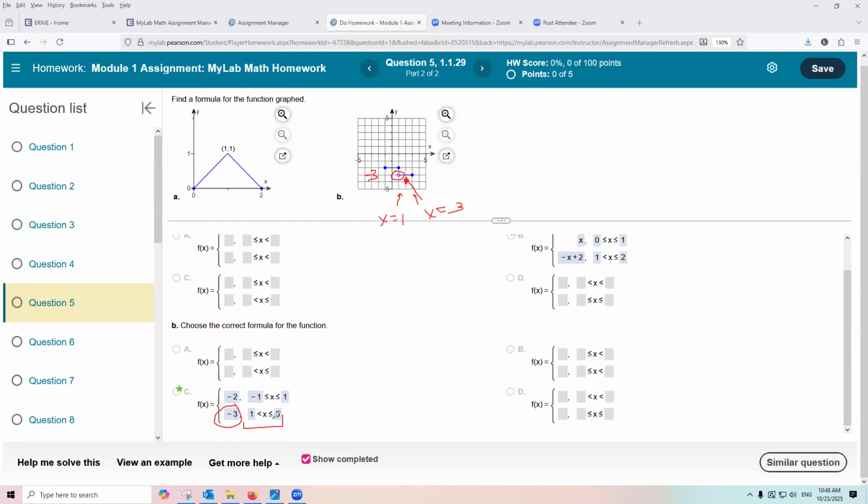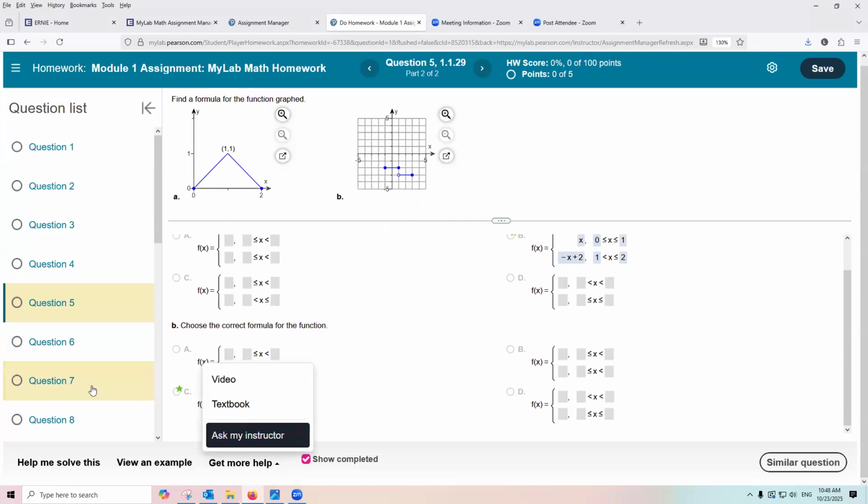Okay, so this is a little tricky to figure out, the notation that MyLab wants here. By the way, folks, please remember you have these help buttons. View an example will show you a similar example. Help me solve this will help you solve this exact problem. So please use those buttons. And if you click here on more help, you could do video. That will bring up a short video. You can also use Ask My Instructor. That'll send me a message.